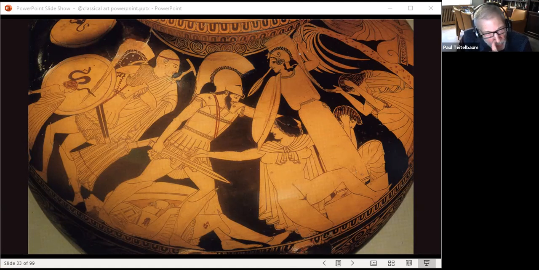So what we're looking at here, as I say, is the final moments in the sack of Troy. The woman that we're looking at here is Cassandra, and she is holding on to the cult image of Athena. So the woman with the helmet and the shield and the spear is a statue. And you see the base of what she's standing on.